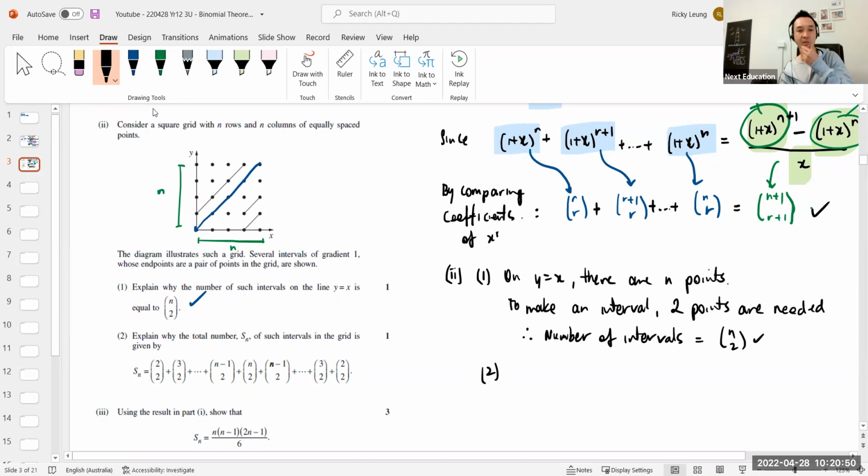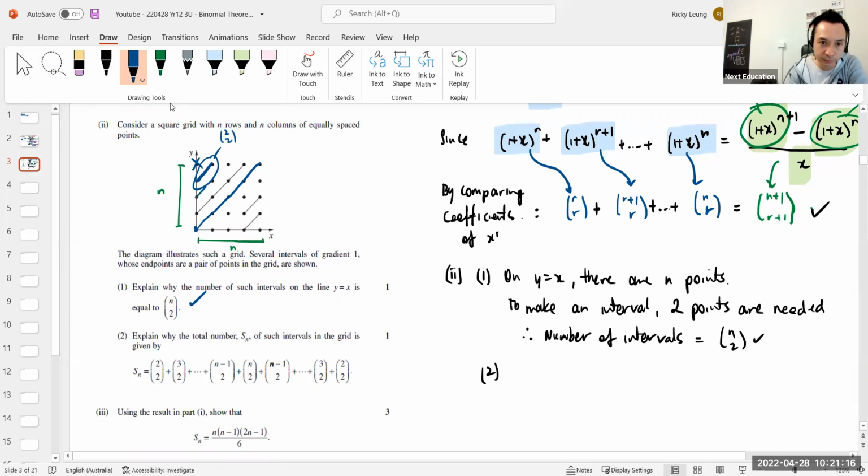Now, explain why the total number of such intervals on the grid, all those diagonals going that way, are equal to that. The way you envisage this is, when can you start making an interval? You can't make an interval there, that's impossible. The first time you can make an interval is here. So from this one here, 2 choose 2. Let's write in there, choose 2.